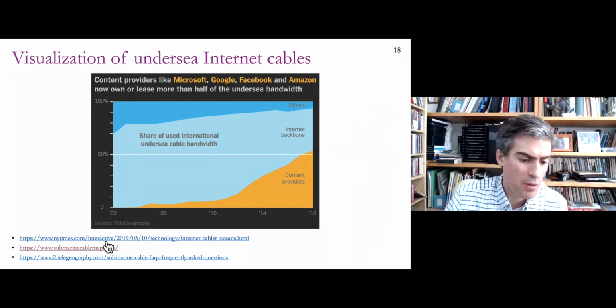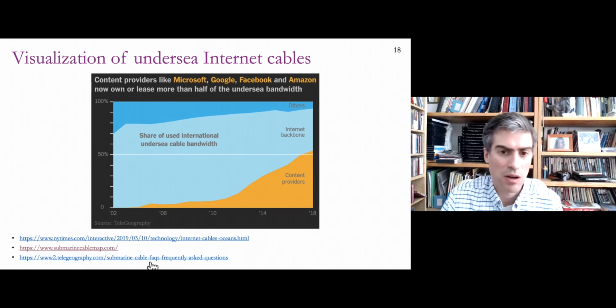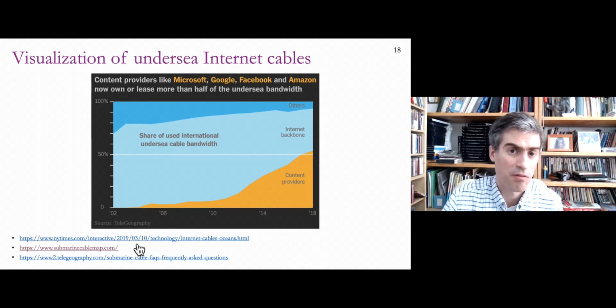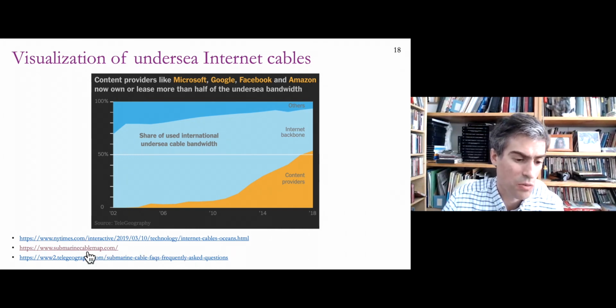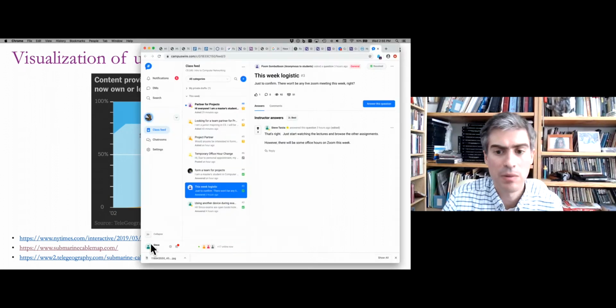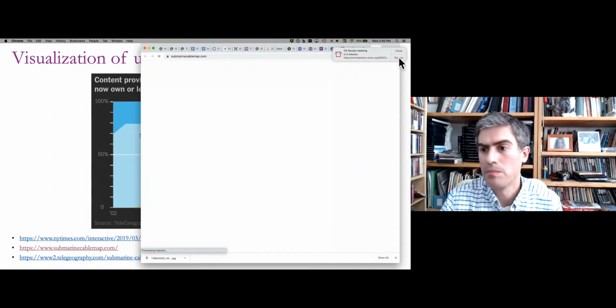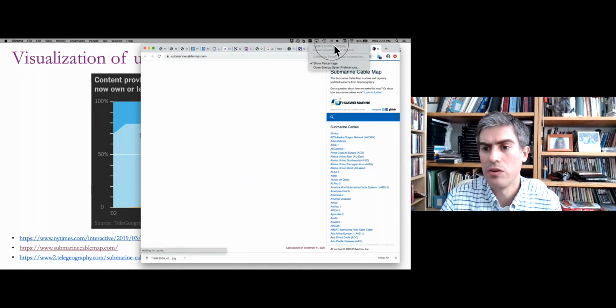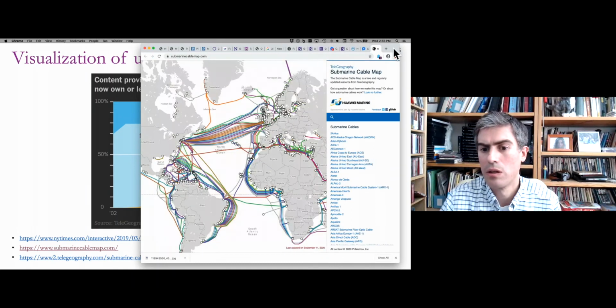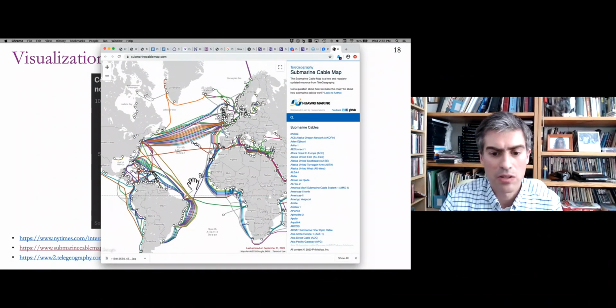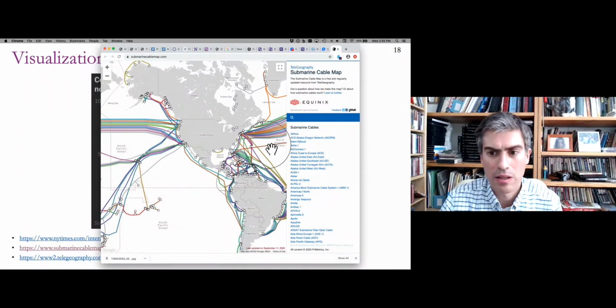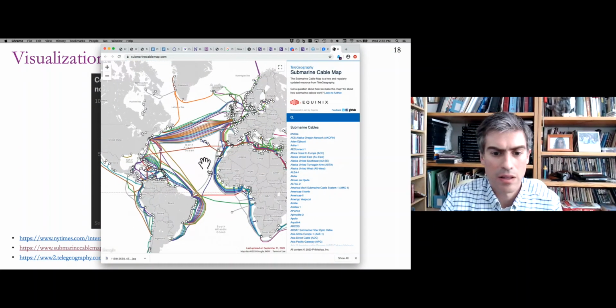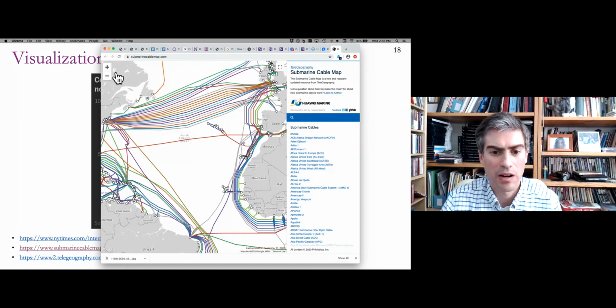And there actually are a couple of different visualizations you can check out. So I would encourage you to download the PDF of this and click these links, and I'll show you one of them, submarinecablemap.com. That shows you, you can actually browse the undersea internet cables, and you can see where they are and who operates them.